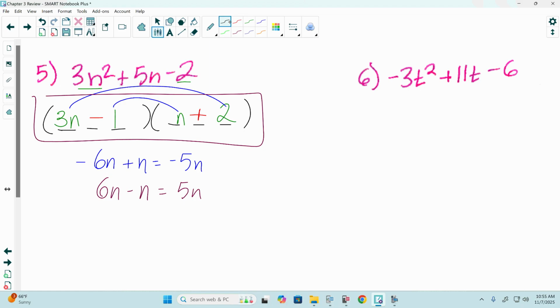But because that first term is negative, what I want to do is take that negative out. What we're doing is factoring negative 1 out. We're pulling that negative out. And all that's going to do is change the sign of every term. It's going to make our 3t squared go from negative to positive. It's going to make the 11t go from positive to negative, and make the negative 6 become positive 6.